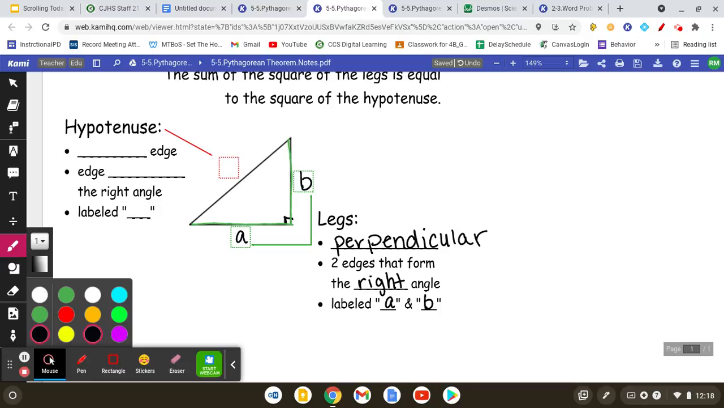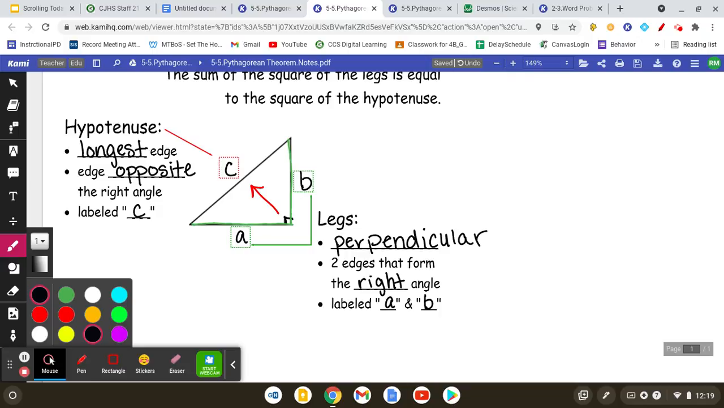Next term that you guys need to know is the hypotenuse. So the hypotenuse, an easy way to figure out the hypotenuse is it's across from the 90-degree angle. It's always across from the 90-degree angle, and it is the longest edge. Okay, this edge is opposite, like I said, opposite of the right angle. And we always label this one C. So go ahead and label it C.